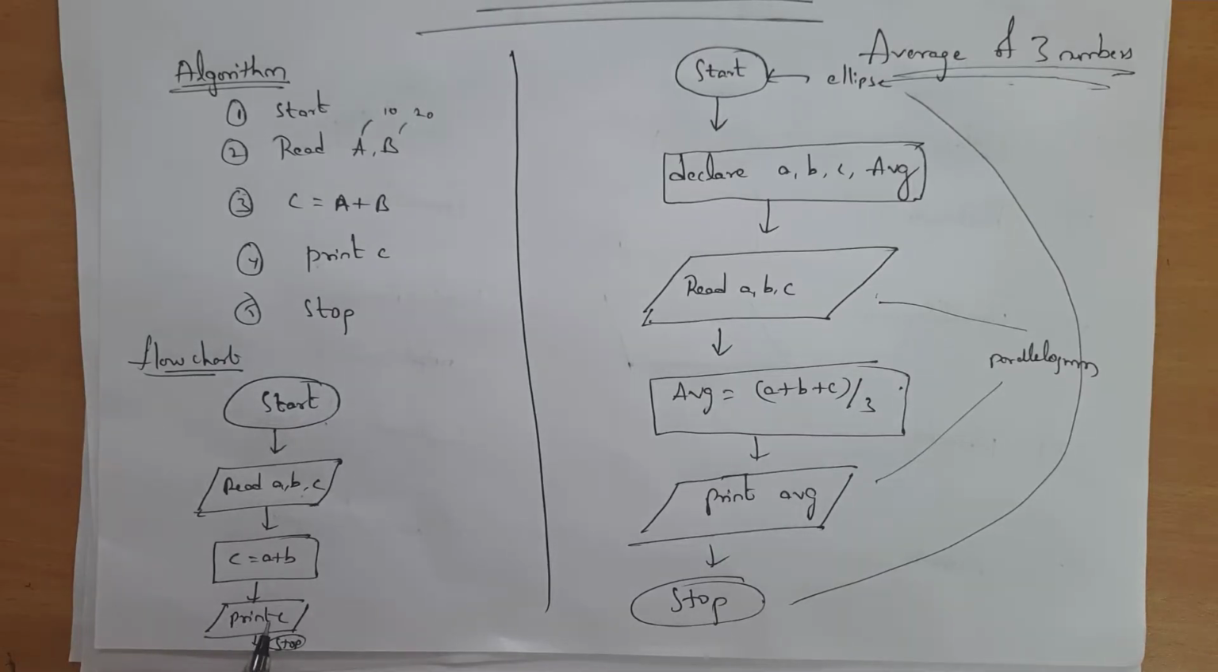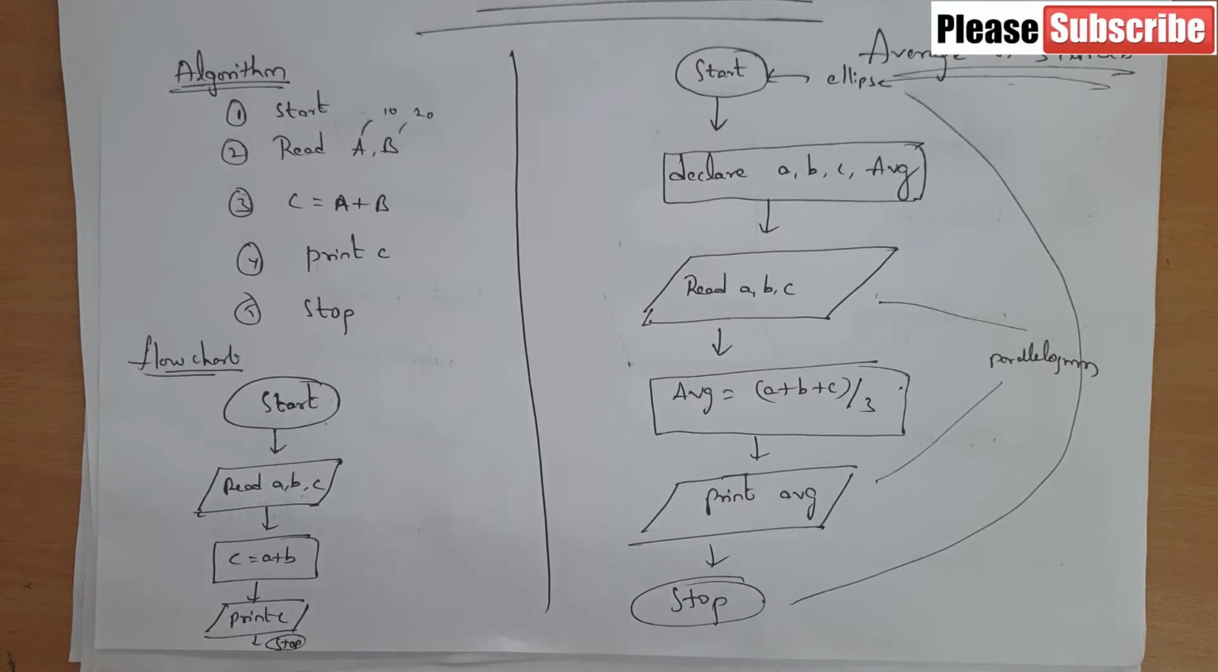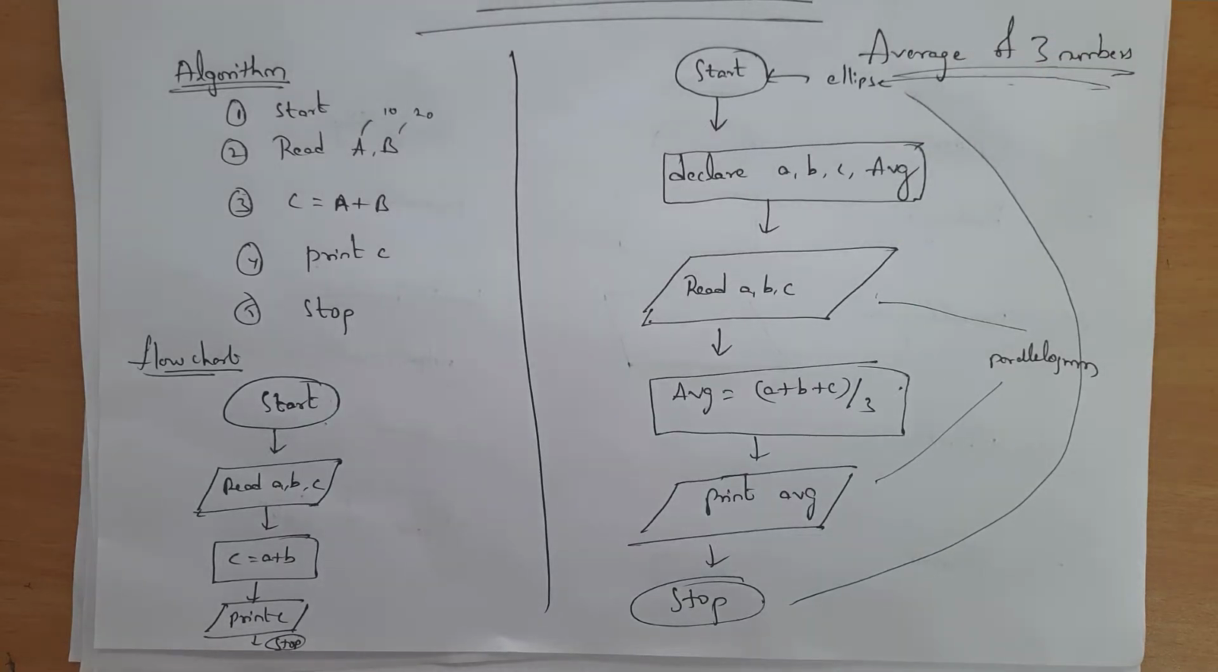So I am printing C, and last step is stop. This is flowchart for addition of two numbers. As I already said before, for start and stop we use ellipse. And for reading values and printing output, we use parallelogram. So here I am using parallelogram. And if you want to write any expression like A plus B, A into B, we need to use rectangle. So I have written C is equal to A plus B in rectangle.